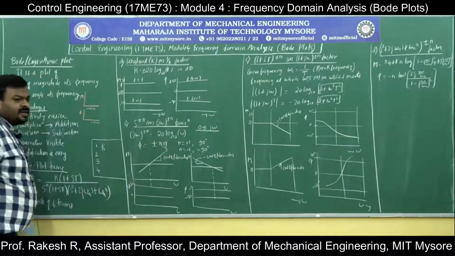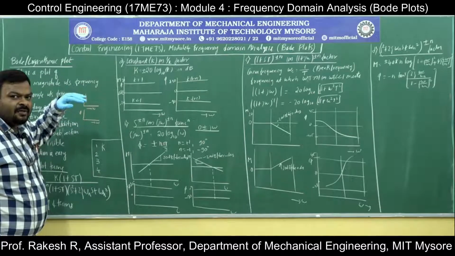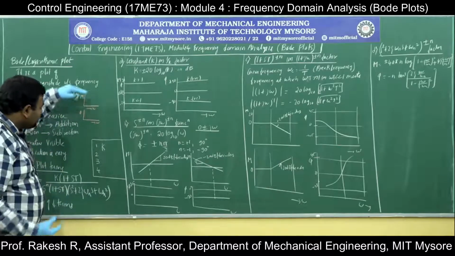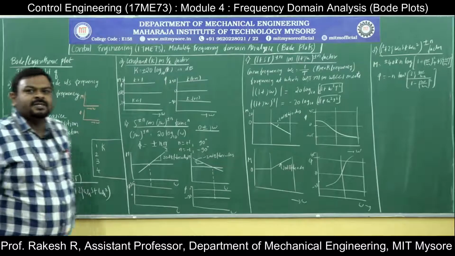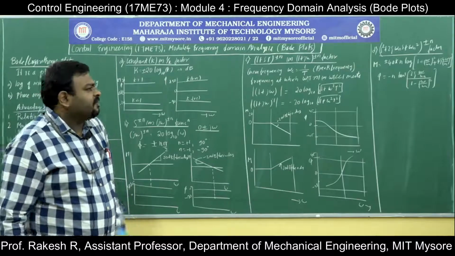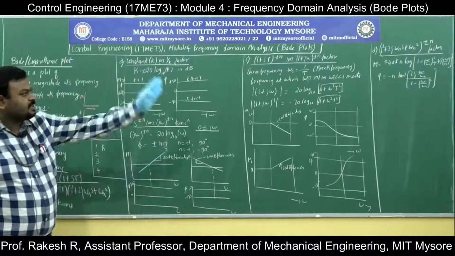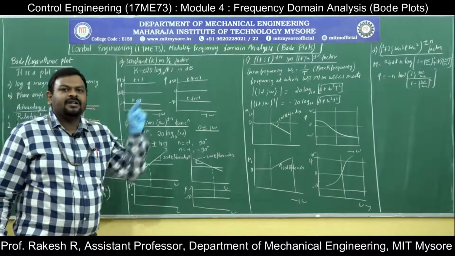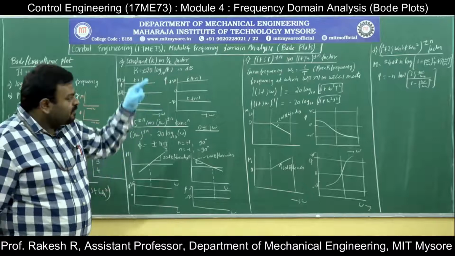And here, the magnitude and phase angle you have to write one below the other. First you have to write the magnitude plot, then below that you have to write the phase angle plot. For that we will be using a semi-log sheet, that is the semi-log sheet what we have shown here. The semi-log sheet is a logarithmic plot. In that we will be using this.